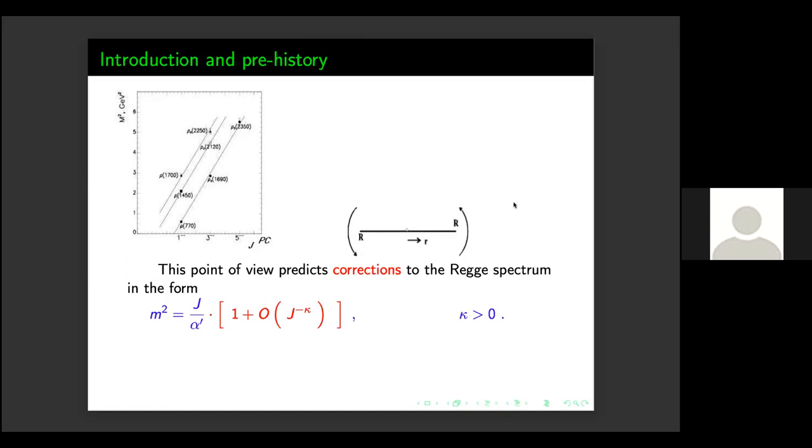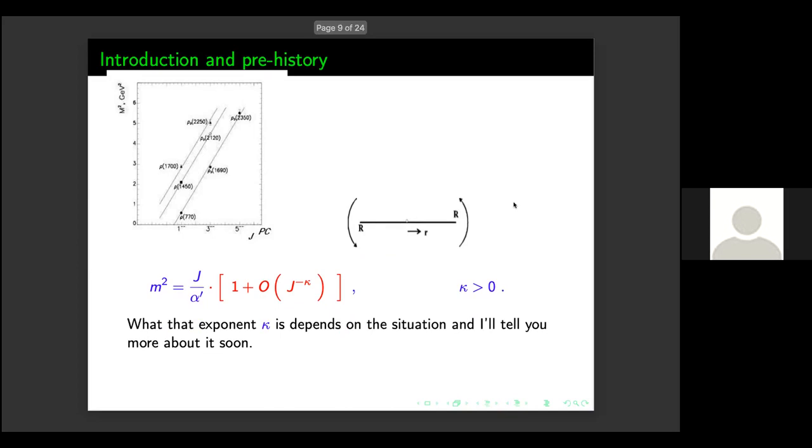So anyway, this point of view allows the computation of corrections to the Regge spectrum of the form mass squared equals J over alpha prime, with corrections of relative size negative powers of the angular momentum. I'll get to what those powers are in a moment. It depends a little bit on the situation.